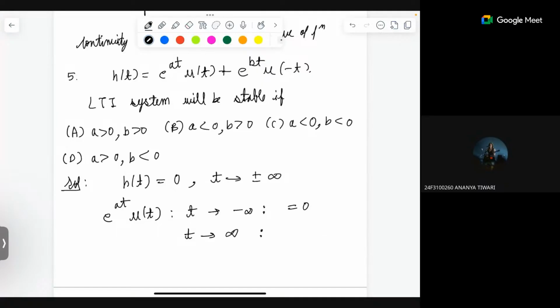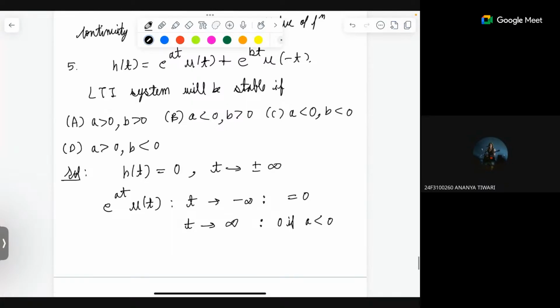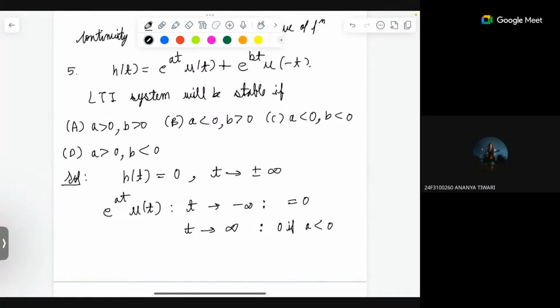Yes, ma'am. But one doubt. When a would be negative, then t tending to minus infinity would be infinity, right? No, it will not be, because this is e raised to the power of at u(t). u(t) is the unit step signal. So u(t) is 1 from 0 to infinity, and before that, for negative time, it is 0. Okay, ma'am, got it. Let me do that second one also.